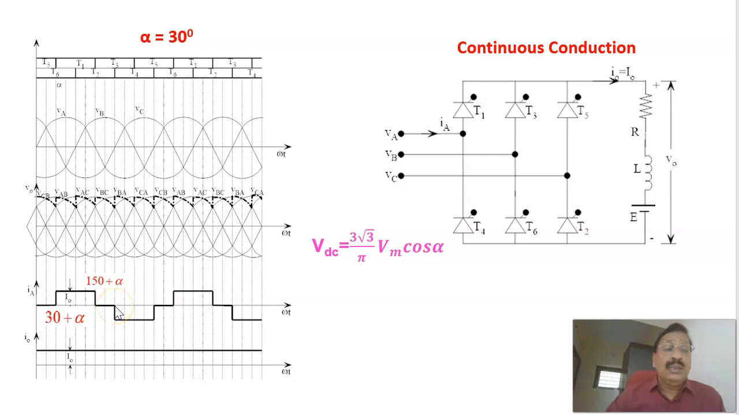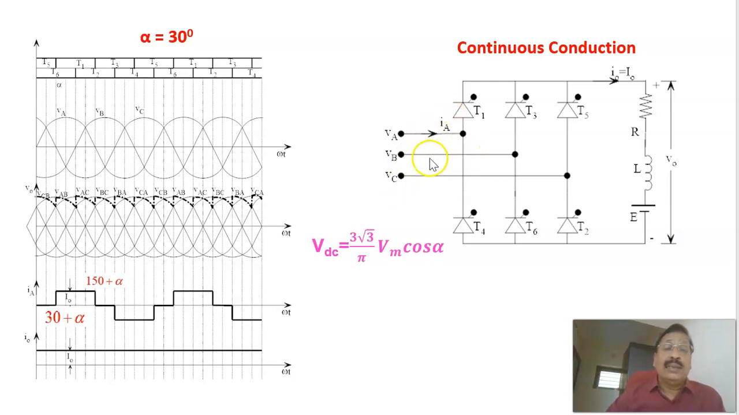From 210 plus alpha to 330 plus alpha, the thyristor T4 is conducting in leg A. Once the thyristor T4 conducts, the current direction through the source side is opposite. Again, the magnitude is equal to I naught, but the direction is opposite, that is why it is equal to minus I naught. Again, from 330, it is 0. Therefore, this is the source current through the line A, marked as IA.